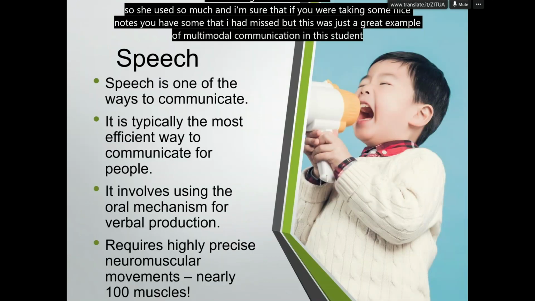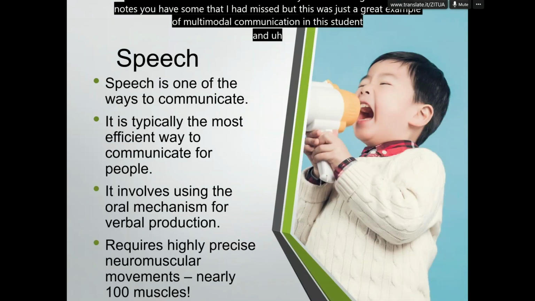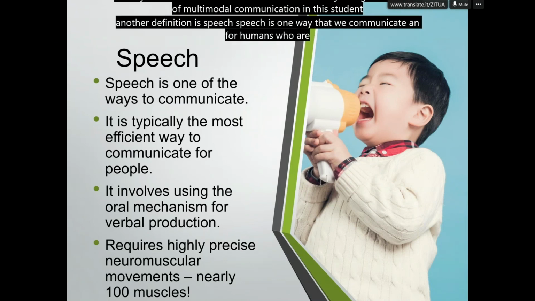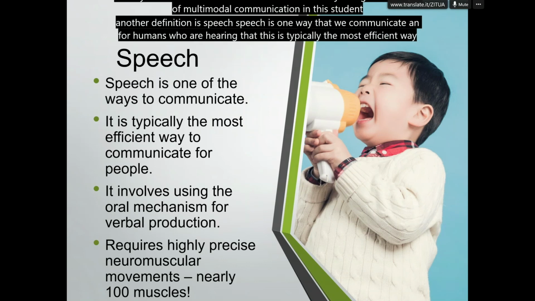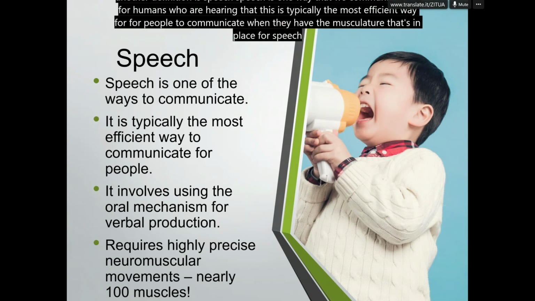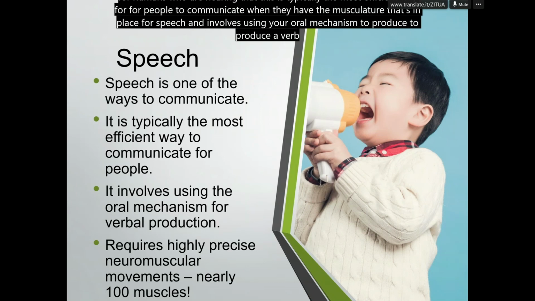Another definition is speech. Speech is one way that we communicate. And for humans who are hearing, this is typically the most efficient way for people to communicate when they have the musculature that's in place for speech. It involves using your oral mechanism to produce a verbal production, and it takes over 100 muscles in order to communicate using speech.